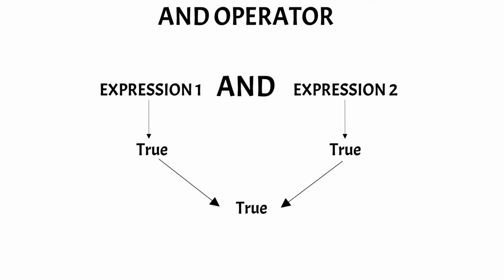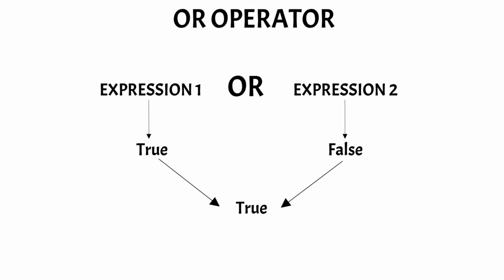For example, if you write 3 < 2 and 3 > 1, then in this case the result will be false, because as you can see, the left side of the expression, 3 < 2, is wrong, because 3 is greater than 2, and this is the reason why it returns false. And then you have the logical or.